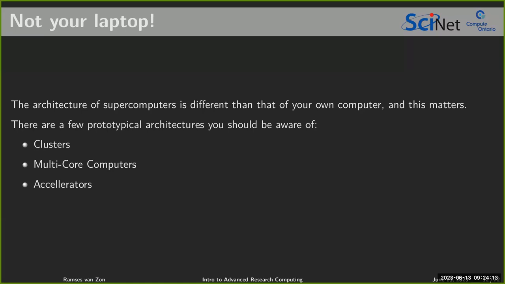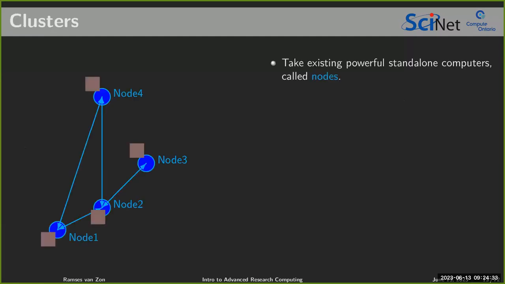So we're going to go over a few typical architectures that you find out there that you should be aware of and that you will have to fit your workflow into. And so the three main ones are clusters, multi-core computers, and accelerators. And so we'll look at those three. Okay. So cluster, what is a cluster?